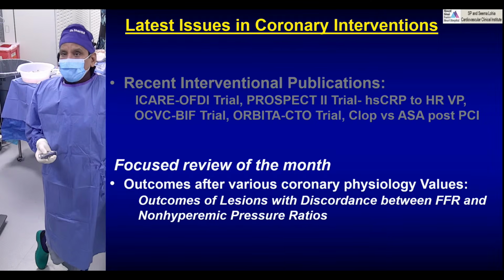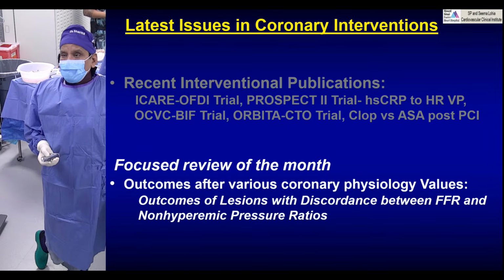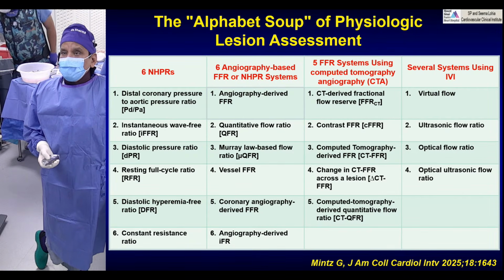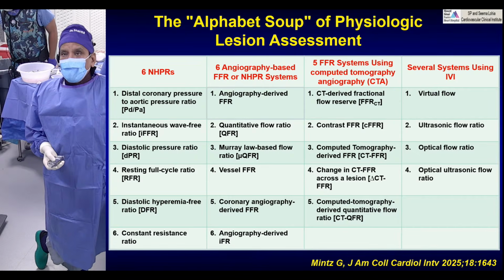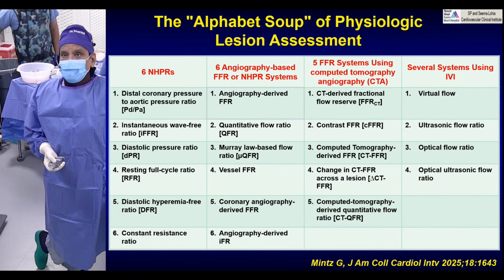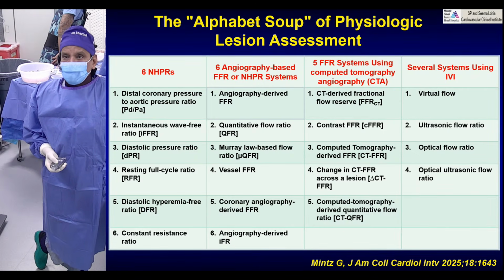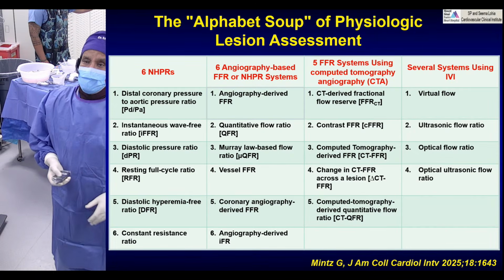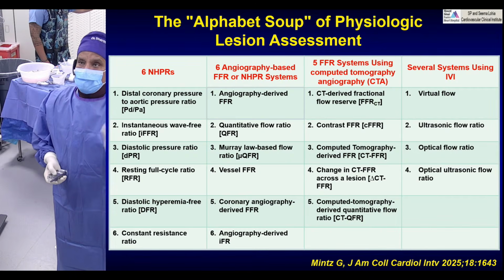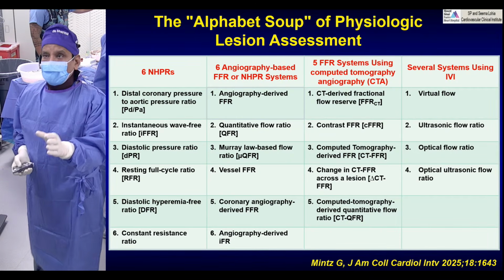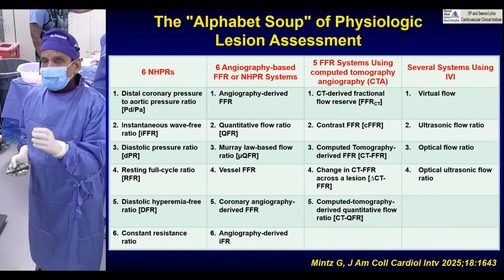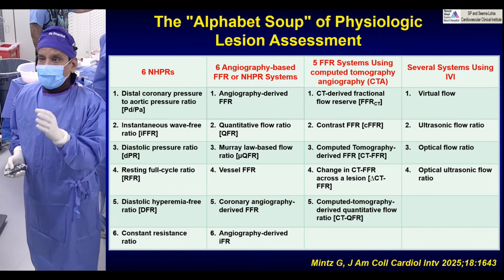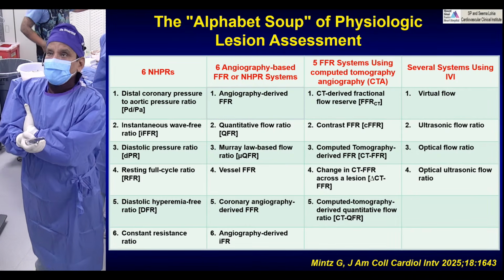So the last one is our focus review of the month about discordant physiology. What we know is that there are many tests we have for physiological lesion assessment. One is non-hyperemic pressure ratios, which include PDPA, iFR, DFR, RFR, and the constant resistance ratio. Then we have the angiography-derived FFR: quantitative flow ratio, microQFR, vessel FFR, coronary angiography-derived FFR, and angiography-derived iFR. So these are the angiographic based.